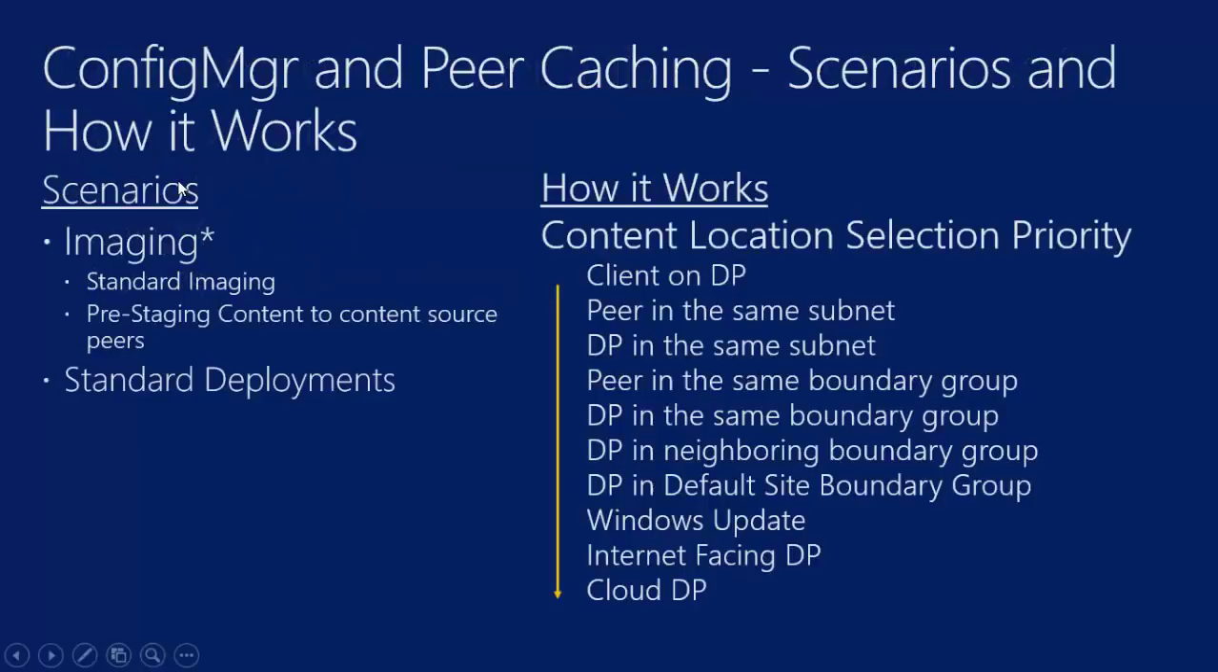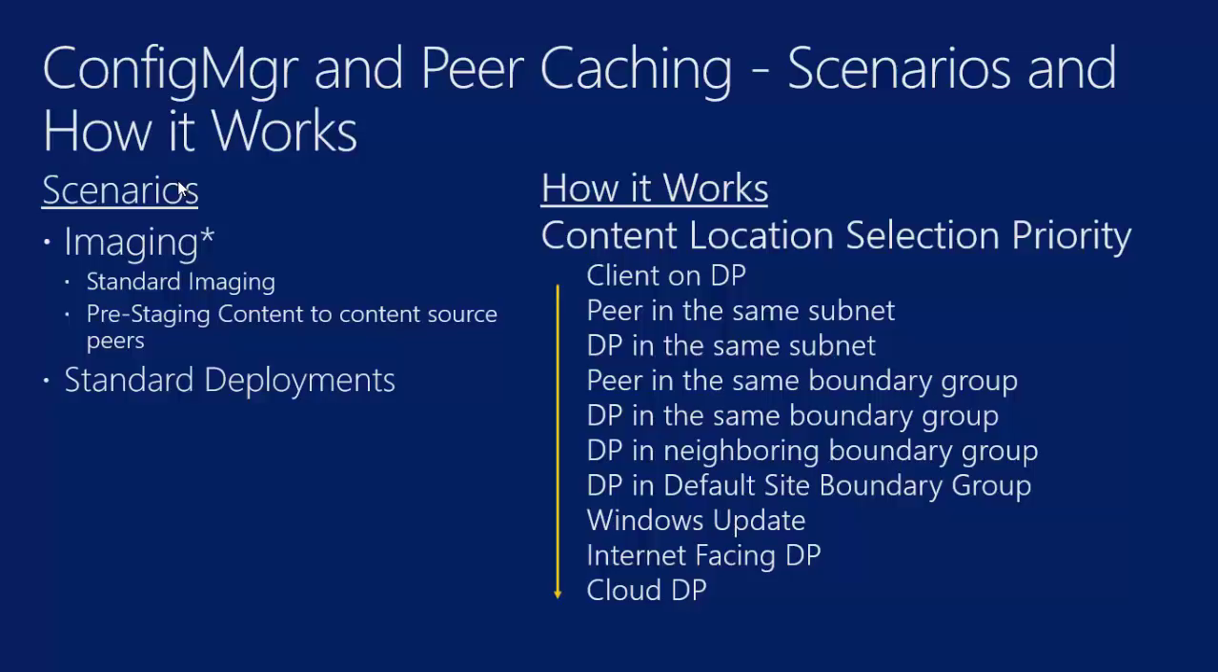All right. So scenarios, how does this work, right? First, scenarios. There's two big umbrella scenarios. One is imaging. I put an asterisk there. I'm calling out imaging just because it is a supported scenario, but as already mentioned, I will not be talking about imaging in this session. That will be saved for session 2, where we will dive into the uniquenesses and how to set up imaging. Works with standardized imaging, pre-staging content to content source peers works that way too. And then the second big umbrella is standard deployments, anything besides imaging, right?